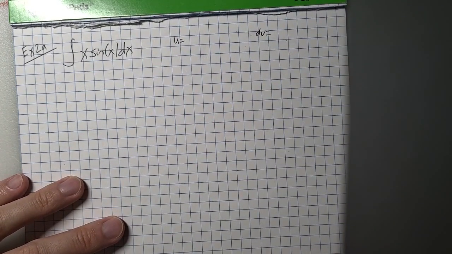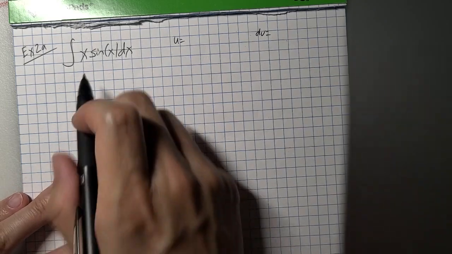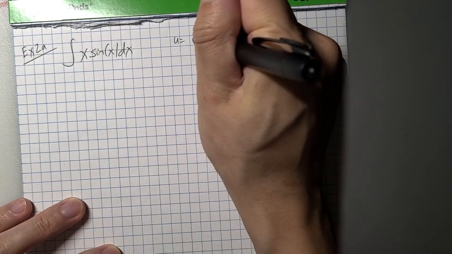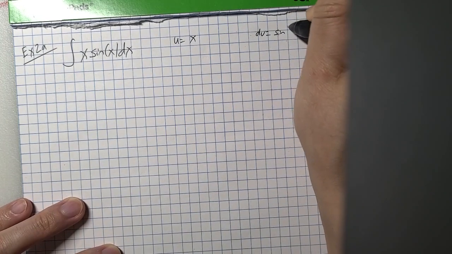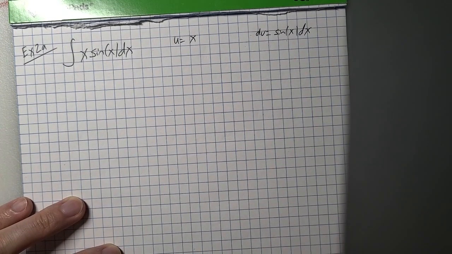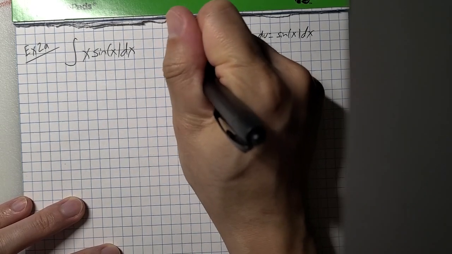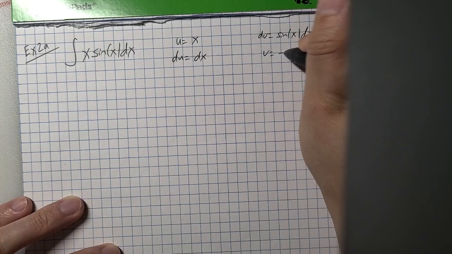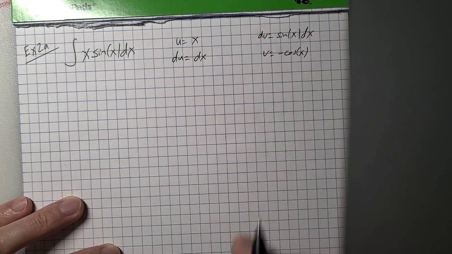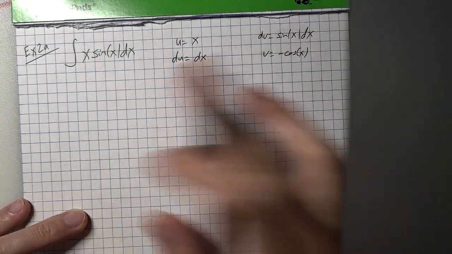Okay? In this case, we choose our u to be x. Okay? And then dv would be sine x dx. Okay? du, that's easy. That's just dx, or 1 dx. V would be minus cosine x. Okay? What happens if we flipped it?